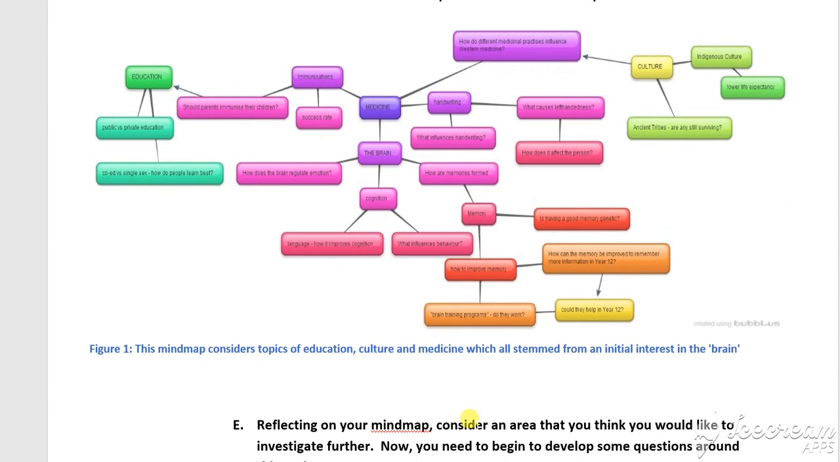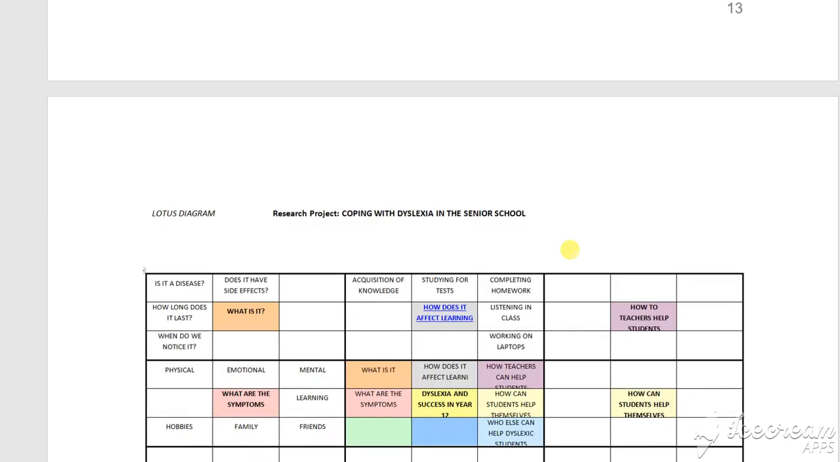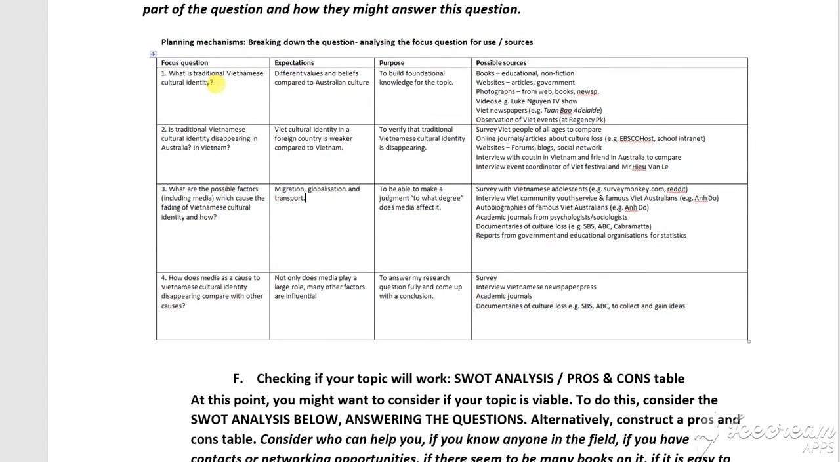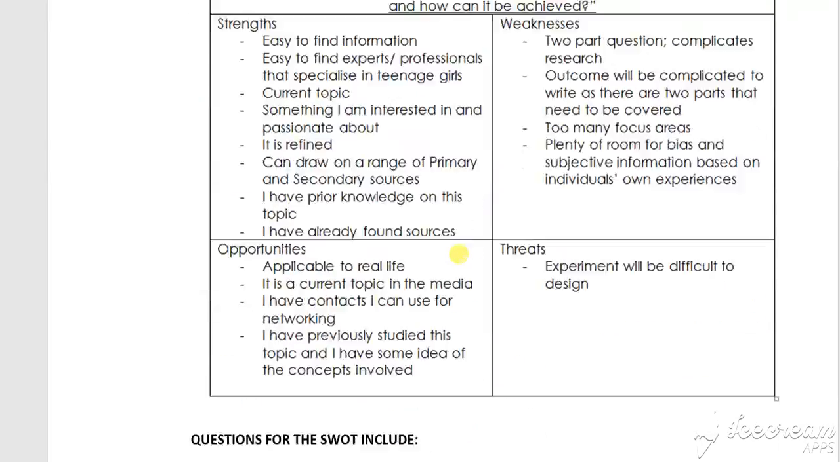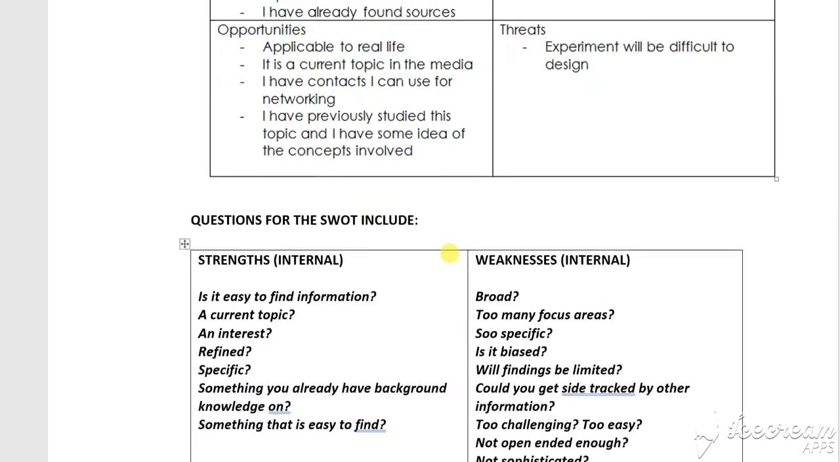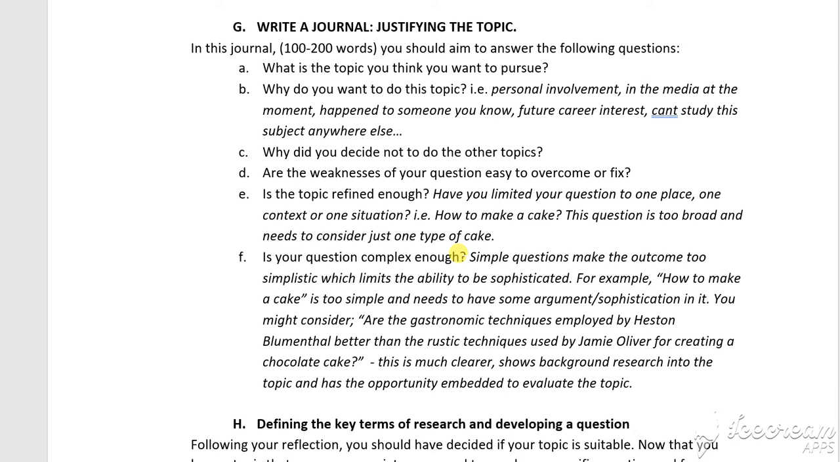You can include any mind maps that you did, and if you didn't do any, that's okay. You can include any extra discussions or searching that you did. You can include your Lotus diagrams if you did them. You can include your breaking down what you think your focus areas might be and your planning of that. You can include your SWOT if you have done that. You should have done that. You can include the answers to your journal.